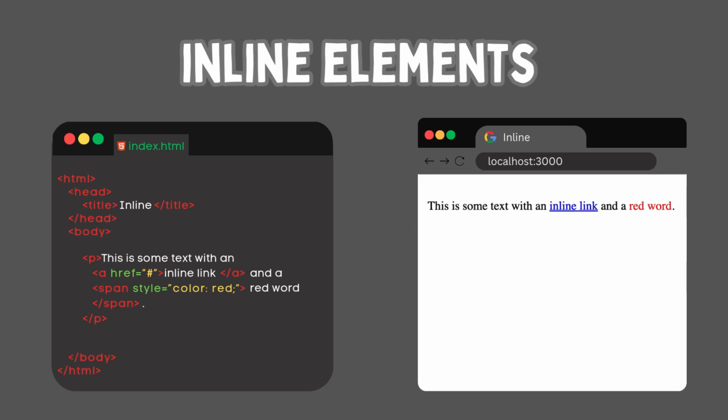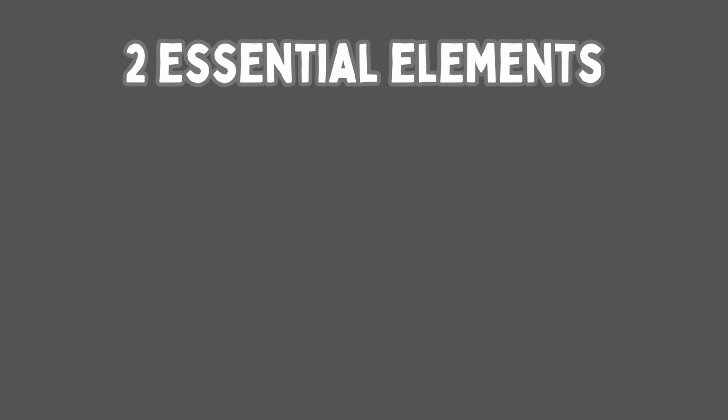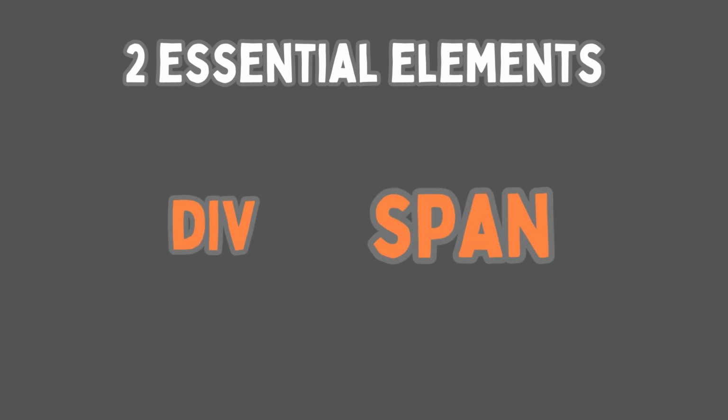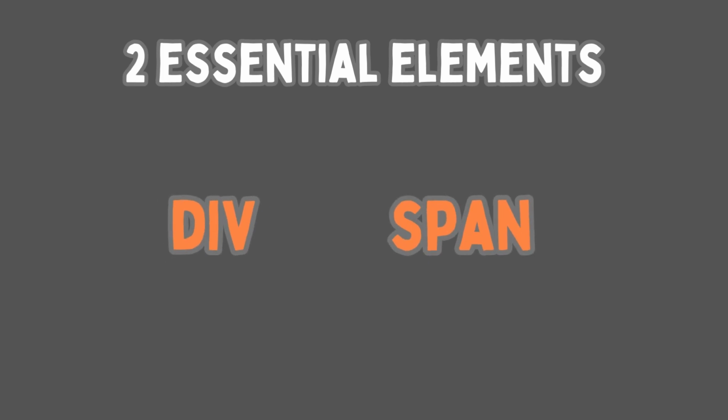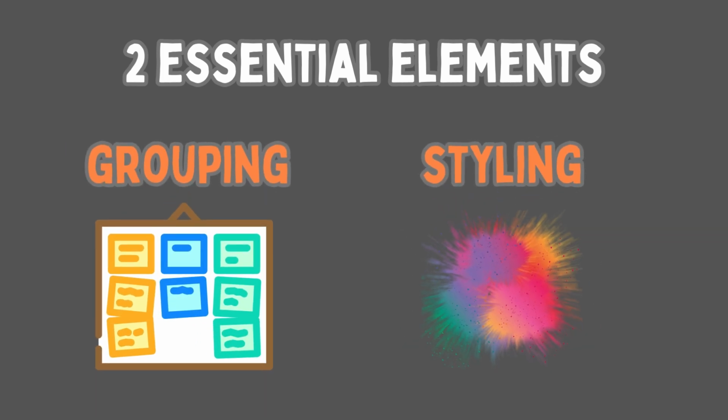Here's what inline elements look like in a web page. Notice how everything stays on the same line, flowing naturally. Alright, now let's tie it all together with two essential elements: div and span. These elements are non-semantic, which means they don't tell the browser anything about their content. Instead, they're used for grouping and styling.